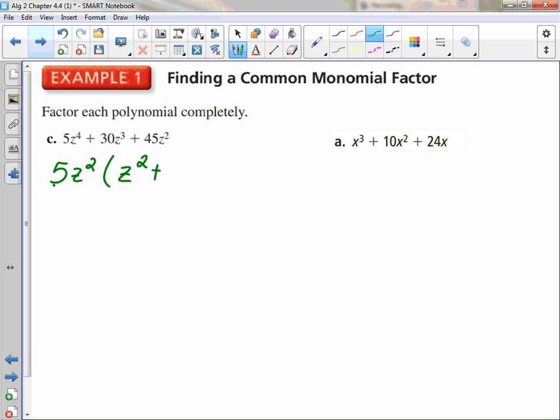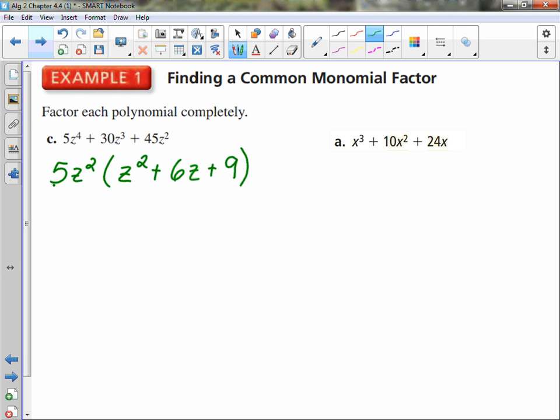30 divided by 5 is 6z, because z cubed divided by z squared, or pulling 2 z's out of z cubed, will leave us with z, plus 45 divided by 5 would be 9. And z squared divided by z squared, or if we pull two z's out of z squared, it simplifies out.